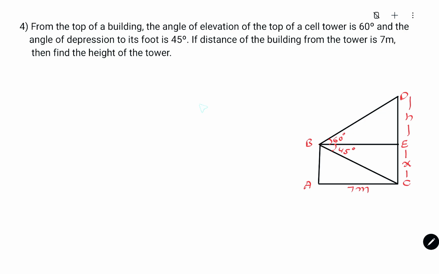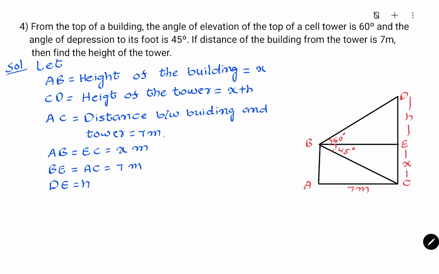Now write the given data. Let AB, the height of the building, be x meters. CD, the height of the tower, is x plus h. AC, the distance between the building and tower, is 7 meters. Now AB is equal to EC. Here opposite sides are equal. It looks like a rectangle, so opposite sides are equal. EC is x meters. Now BE is equal to AC, which is 7 meters. Here also opposite sides are equal. Here DE is equal to h meters.